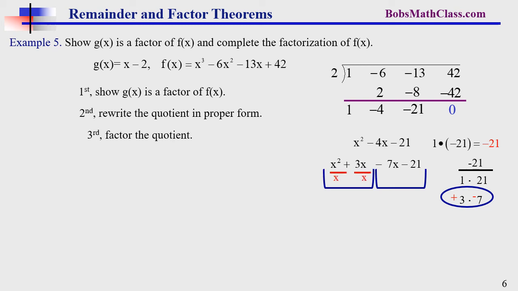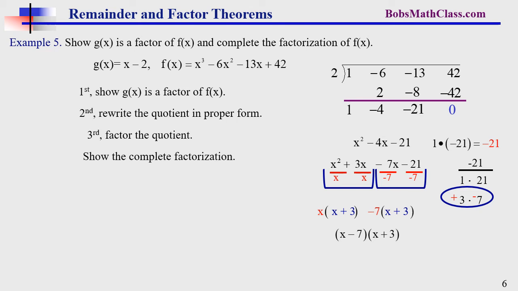Factor out an x. I'm showing by grouping. Factor out an x from the first pair. That's x plus 3. Factor out a negative 7 from the second pair. x plus 3. So we get x minus 7 times x plus 3.